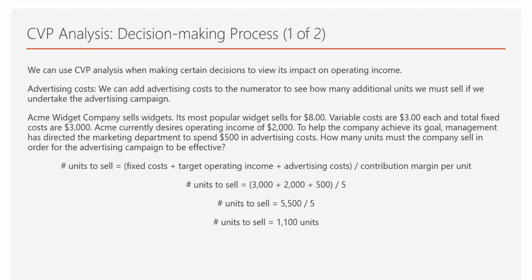So in other words, with an advertising campaign, I have to sell 1,100 units just to cover my advertising costs. If I sell more than 1,100 units, then I've generated additional operating income I otherwise would not have had without that advertising campaign. But if I sell less than 1,100 units, then the advertising campaign was just a waste of money, because I'm actually losing more money, and that $500 has not generated the return that I need.